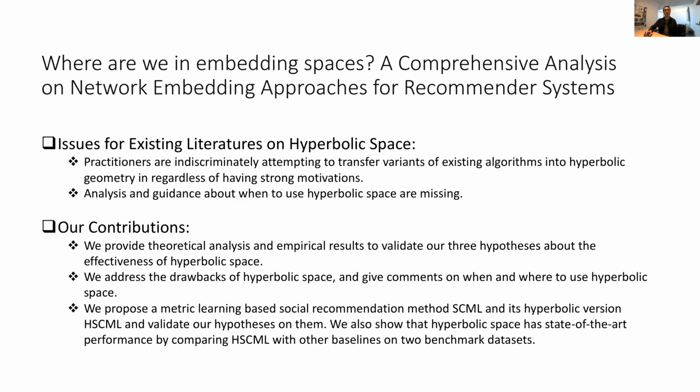Our contribution is threefold. First, we provide a theoretical analysis and empirical results to validate our three hypotheses about the effectiveness of hyperbolic space. Second, we address the drawbacks of hyperbolic space and give comments on what, when, and where to use hyperbolic space. Third, we propose a metric learning-based social recommender system, namely SCML, and its hyperbolic version, HSCML. We validated our hypotheses on them, and we also show that hyperbolic space has state-of-the-art performance by comparing the two versions.